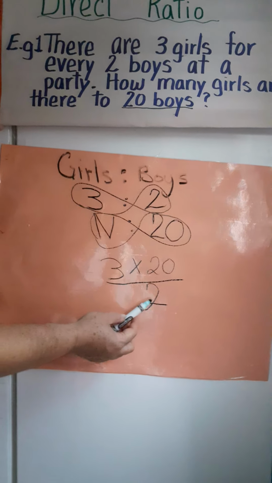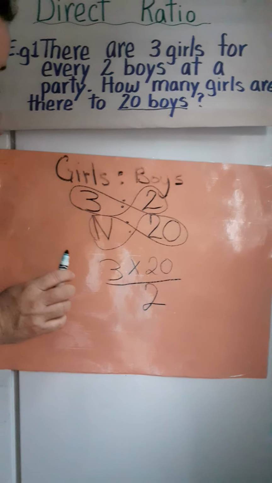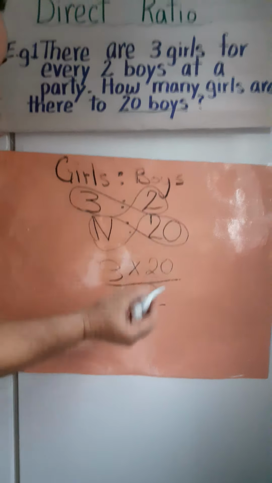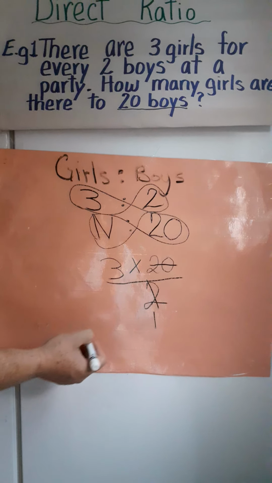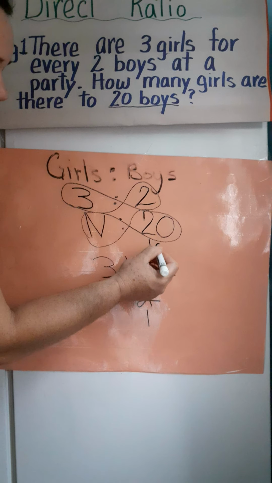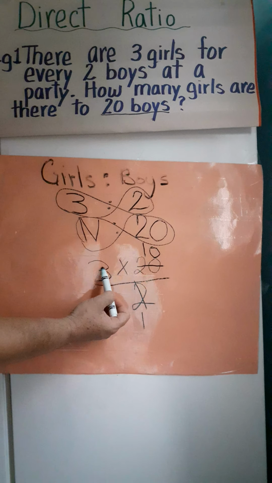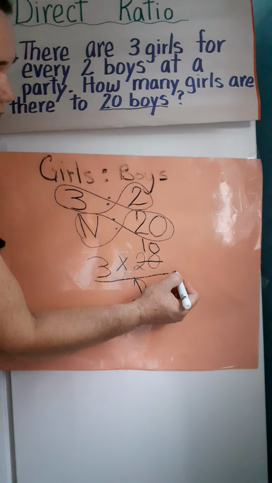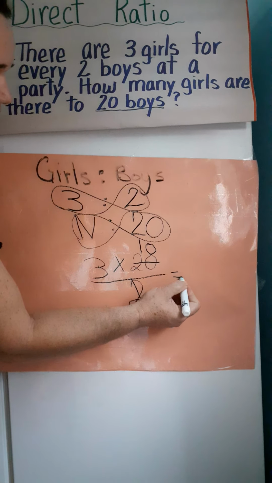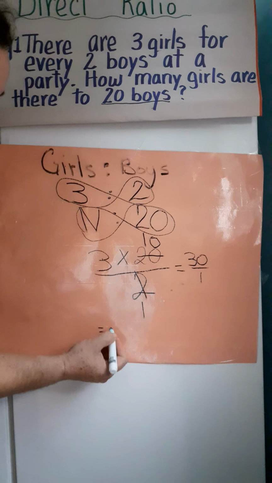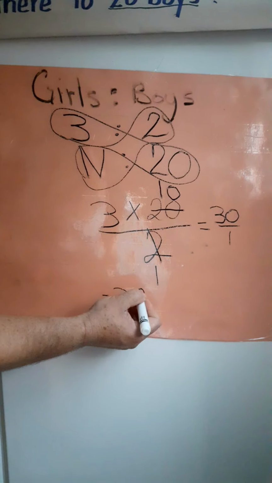Can 3 and 2 simplify? No, right? So we use 2 and 20. So 2 into 2 gives us 1. 2 into 20 gives us 10. Okay? Now, we multiply. 3 times 10 is going to give us 30 over 1. So my answer is going to be 30 girls.